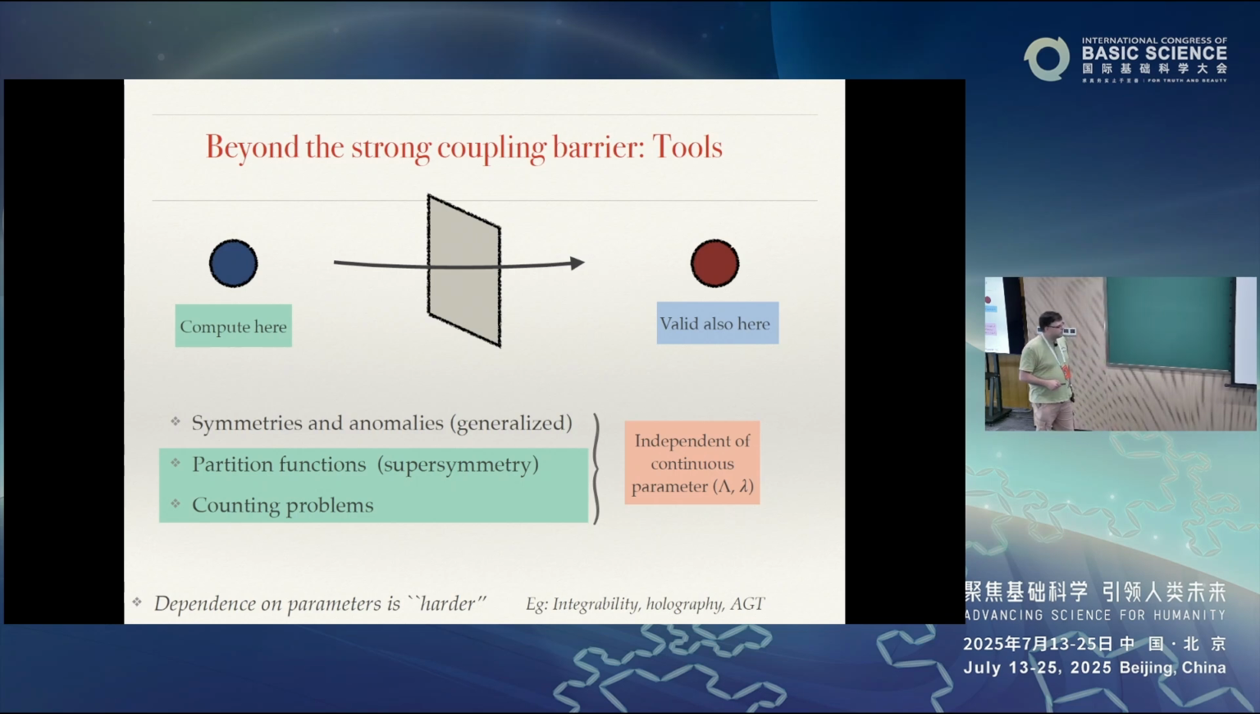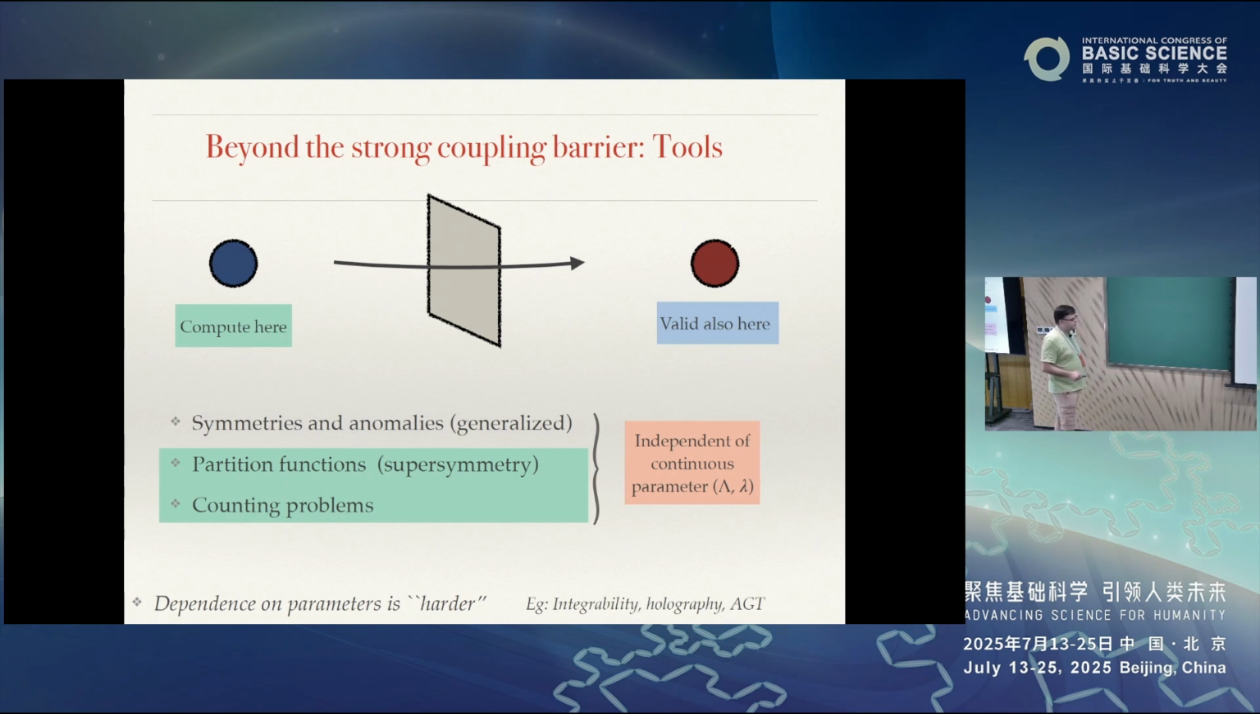Not always do you have a circle, but if you don't, often you can relate the partition function that you are computing to some limit of some other counting problem. For example, you can add a circle, go to higher dimension, and then take the limit of that circle being small and relate the partition function to a counting problem. And because these are supersymmetric problems, again, this is something you can take beyond the strong coupling barrier.